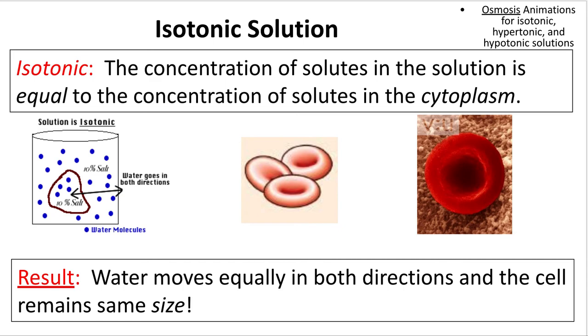So the third type of solution is an isotonic solution. In an isotonic solution, the concentration of solutes in the solution is equal to the concentration of solutes in the cytoplasm. On our image, there's 10% salt concentration in the cell, 10% salt concentration out of the cell. So water is going to move into the cell and out of the cell at roughly the same rate. It's going to already be at equilibrium. As a result, the red blood cells will stay and keep their normal, healthy shape. This is the type of solution you would get if you went to the hospital to get an IV. You would get an isotonic solution.